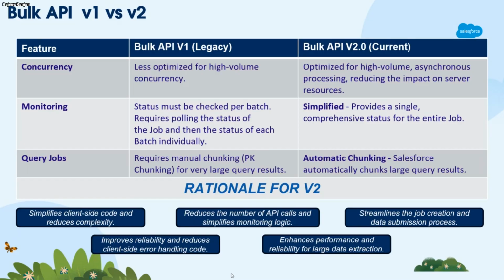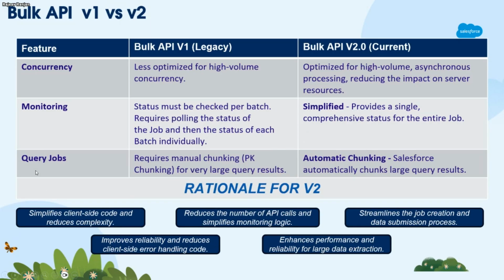parallelly. Now the monitoring: suppose you have created the jobs and the batches, with each batch containing 10,000 or 5,000 records. Suppose you have created 10 batches. You are supposed to monitor all these 10 batches, because although they are part of the same job, you have to check the status of each of the 10 batches. But here, the entire job is considered as one batch, and you just have to check the status of the one batch or one job. So this is a little bit simplified.